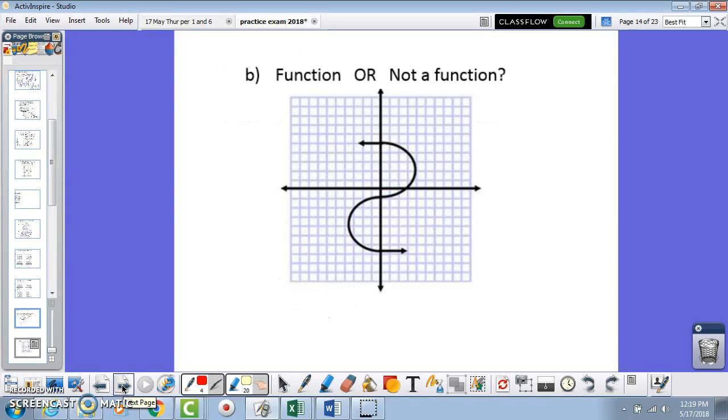Part B. I'm just going to use a vertical line test. So if I drew a vertical line through this, I can see that I'm hitting the function at more than one place, 3 places in fact. So it's not a function.